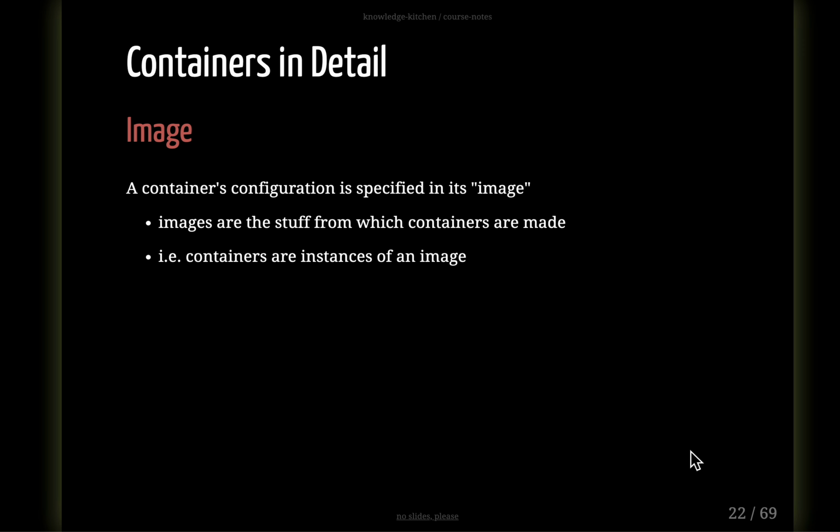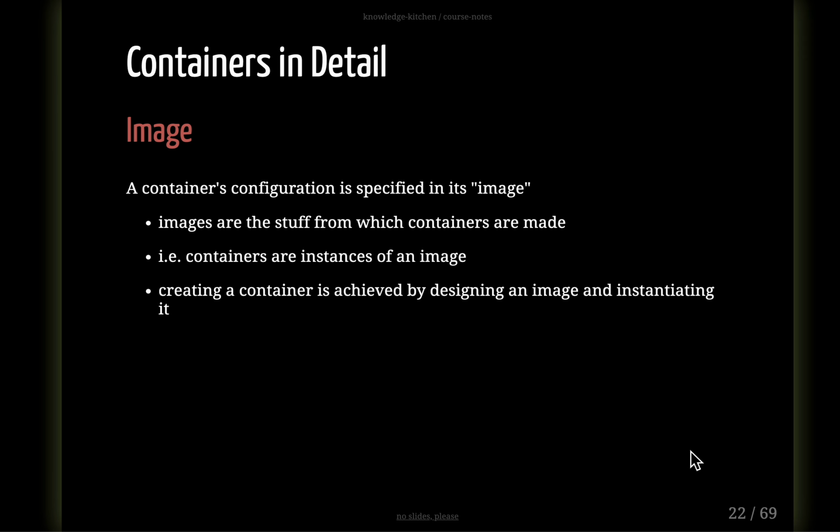containers are made. If you think about this in comparison to object-oriented programming, you could think of a container as being an instance of what the image represents, an instance of that class that the image defines. Of course, it's not object orientation exactly, but it's a similar kind of a concept, at least for class-based object-oriented programming. So what we would do is we would design an image and then use that image to instantiate as many containers as we want from that image.